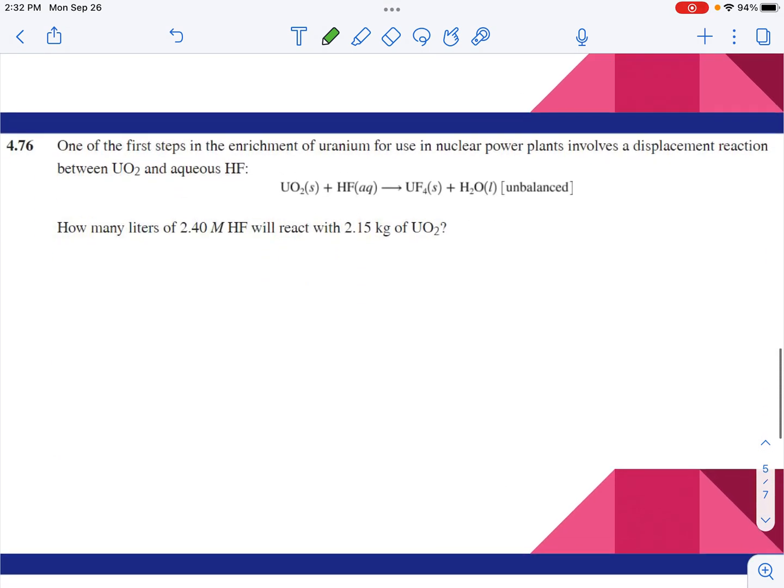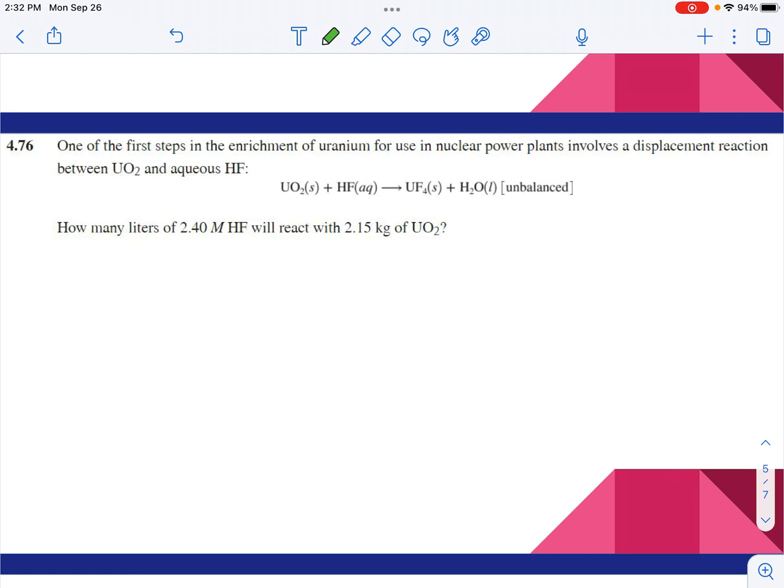Stop the video so that you can copy the question if you need to, and then restart it when you're ready. Okay, so this one is not a limiting reactant question. This is just a solution stoichiometry question, and it's actually a combination of a solution and something that's a solid.